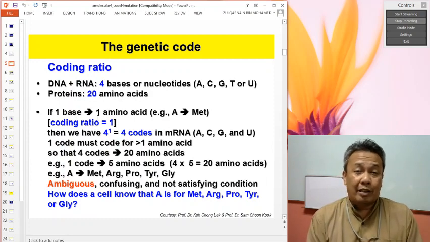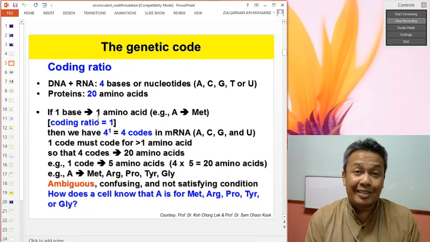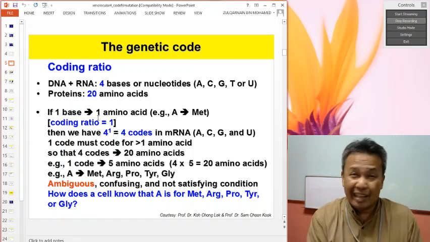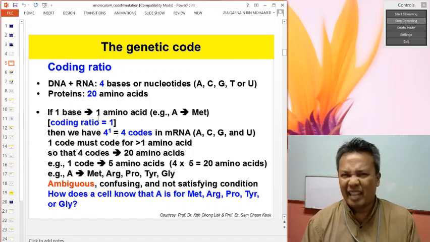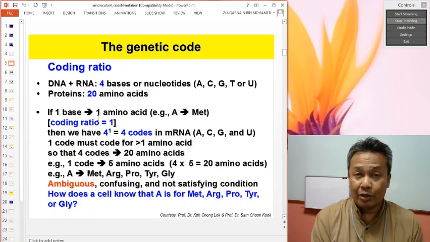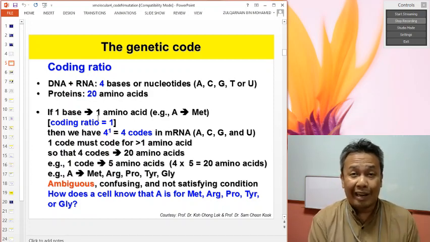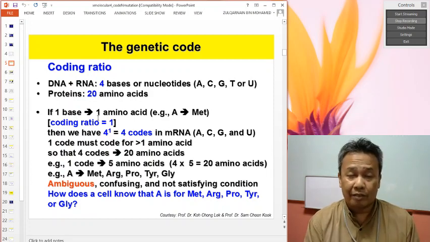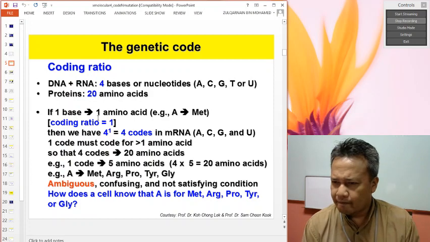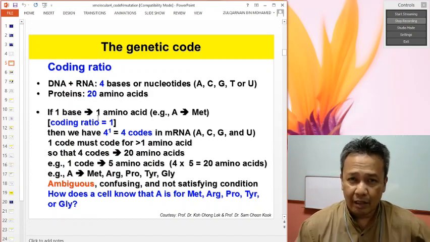It is only when the coding ratio is 3, that means 4 times 4 times 4, that you get 64. It's a bit more than you need, but that would be the minimum, because with coding ratio 2, you only have 16 codes, which is not enough for 20. I hope you get that. If you don't, let me know, and I'll go through this again.